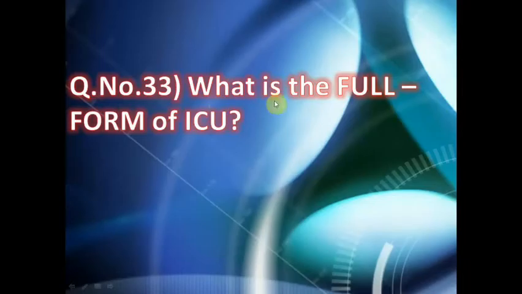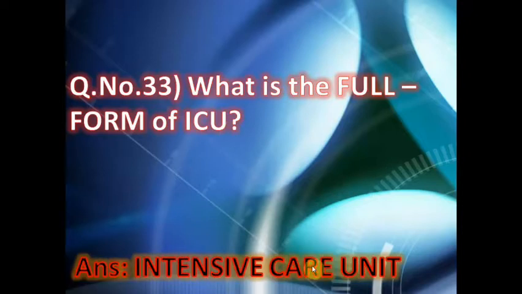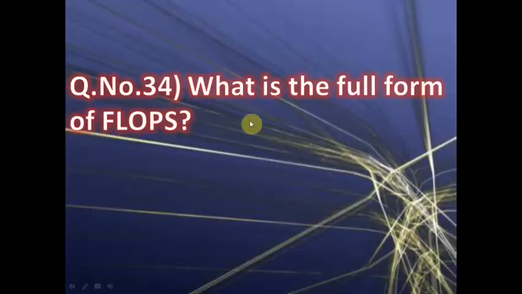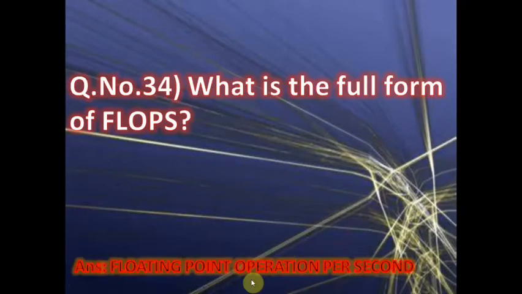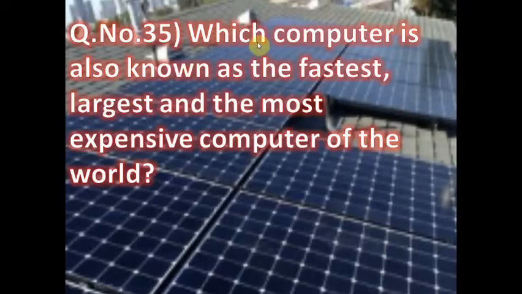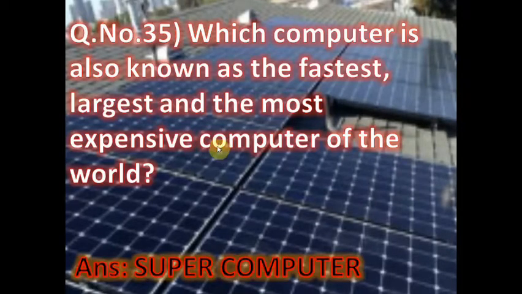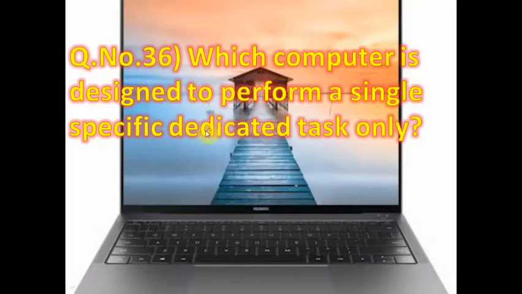Now question number 33, what is the full form of ICU? ICU means intensive care unit. Now next one, what is the full form of FLOPS? Floating point operations per second. This is the correct answer. Now question number 35, which computer is also known as the fastest, largest and the most expensive computer of the world? The correct answer is supercomputer.